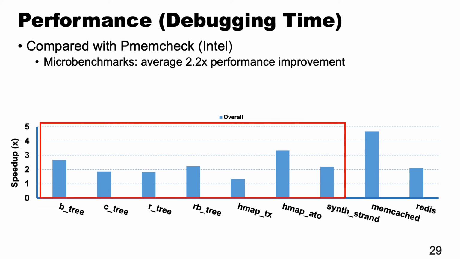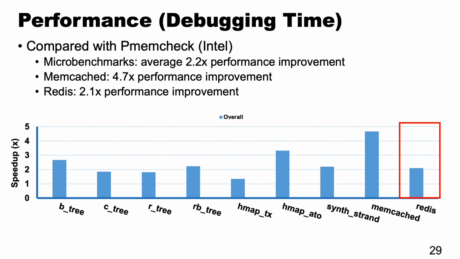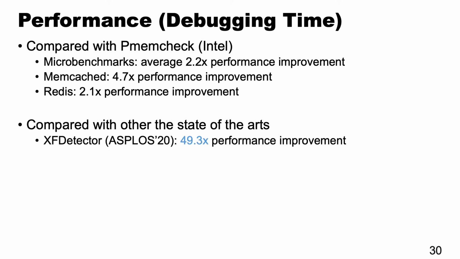As a result, for micro benchmarks, PM Debugger gains an average 2.2 times performance improvement. For Memcached, PM Debugger gains 4.7 times performance improvement. For Redis, PM Debugger gains 2.1 times performance improvement. Compared with XFDetector, PM Debugger achieves 49.3 times performance improvement. Compared with PMTest, PM Debugger has less than 2 times slowdown.